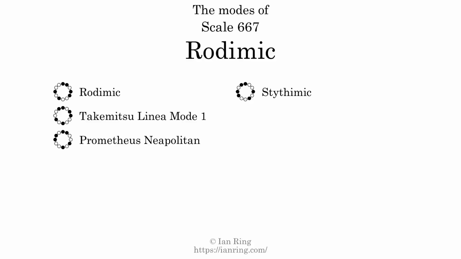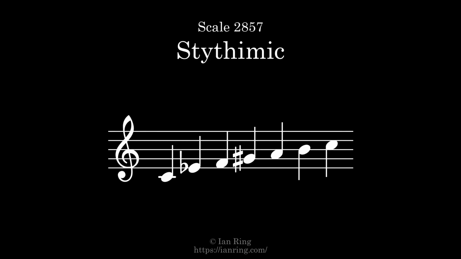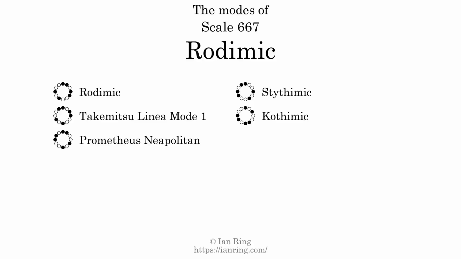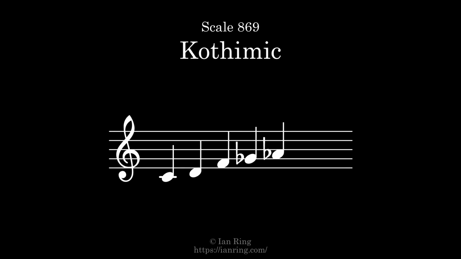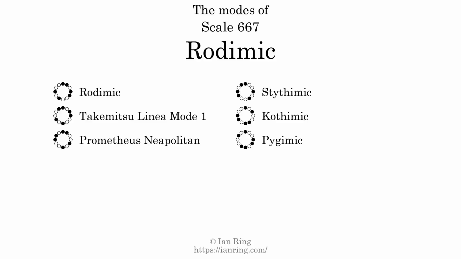The fourth mode is scale 2857, also known as Rodimic. It sounds like this. The fifth mode is scale 869, also known as Rodimic. It sounds like this. The sixth and last mode is scale 1241, also known as Rodimic. It sounds like this.